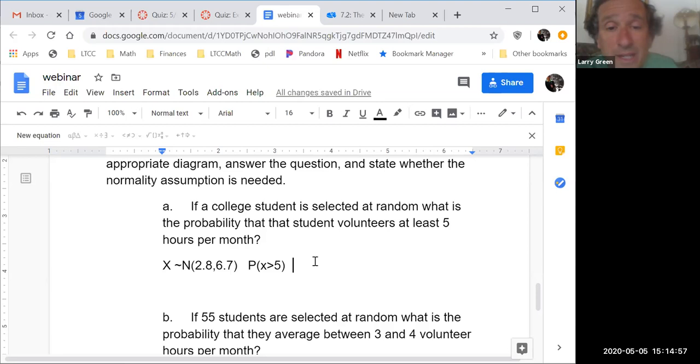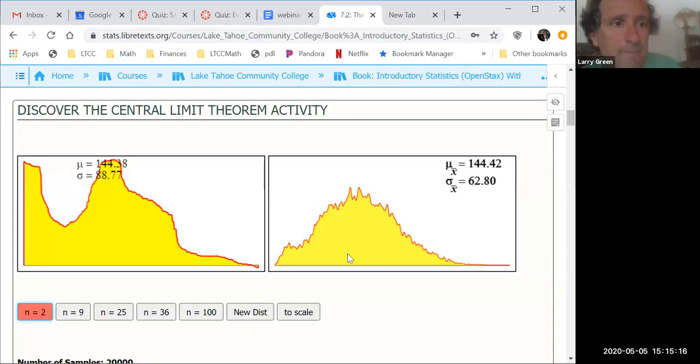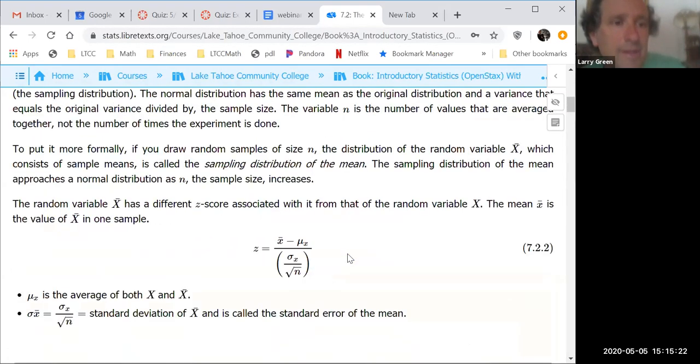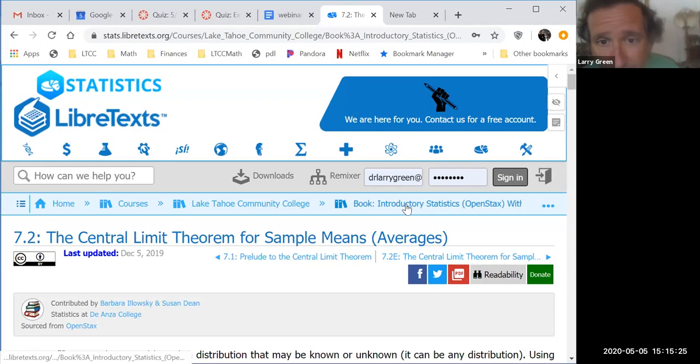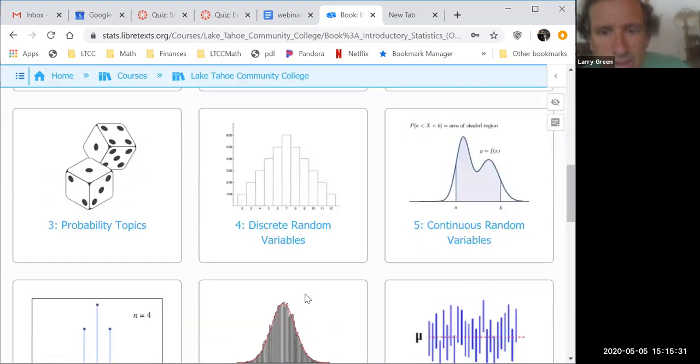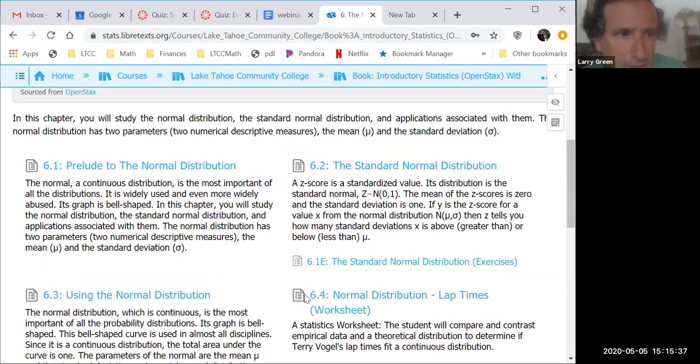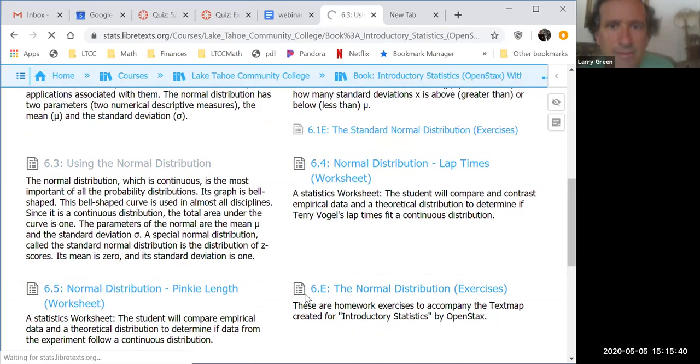So now what we need to do is grab our calculator, right? And we need to calculate these numbers. Any questions so far? Okay, so let's do that. Let's go find the calculator. I think I have it here. No, not in this one. It's in chapter 6. I believe it's that one. I'll tell you in a minute.